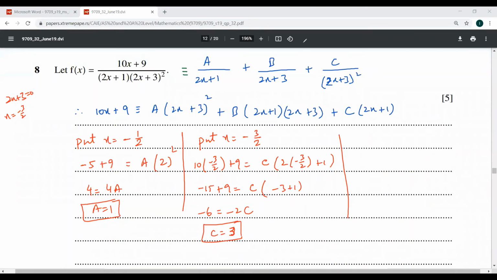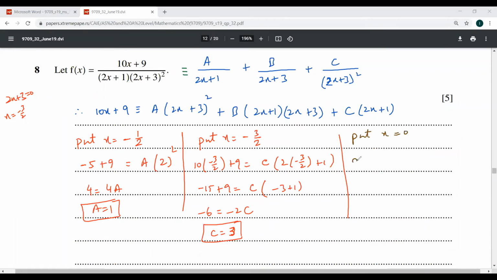Okay, next I will be comparing the coefficients of maybe x squared, because I need this b. Or you can put x as 0, you can put x as 1. I think I should put x as 0. That is easier. So let's put x equal to 0.